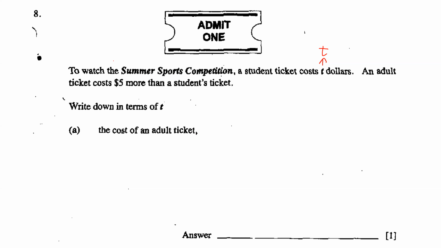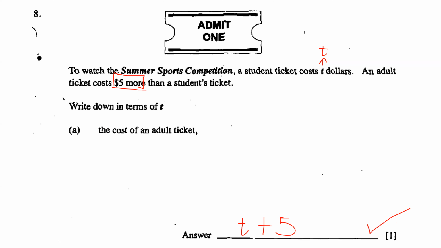An adult ticket costs what? $5 more than the student ticket. So we know that the student ticket costs T dollars, but an adult ticket costs $5 more. If we want to figure out the cost of the adult ticket, we're going to do the student ticket plus $5. What's the student ticket? That's T. And what is the adult ticket? Well, the adult ticket is going to be $5 more. So the cost of the adult ticket is going to be T plus 5. T plus 5.